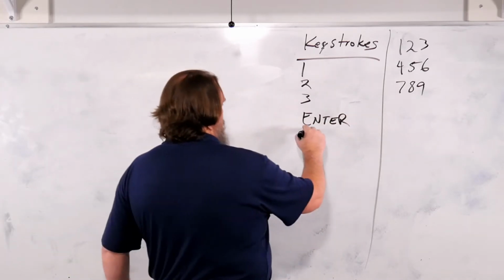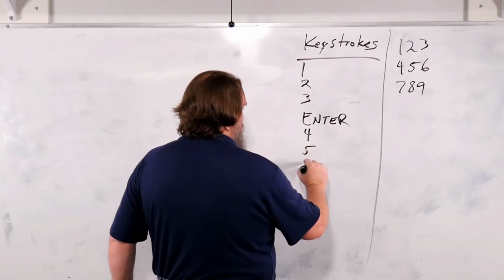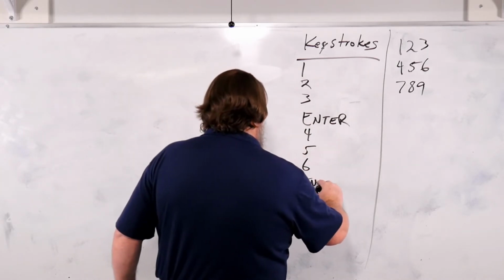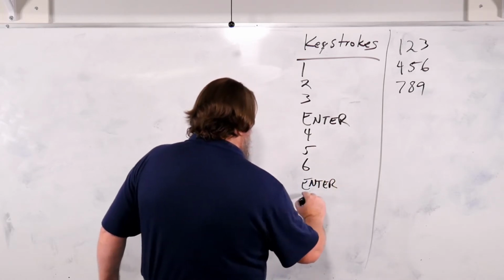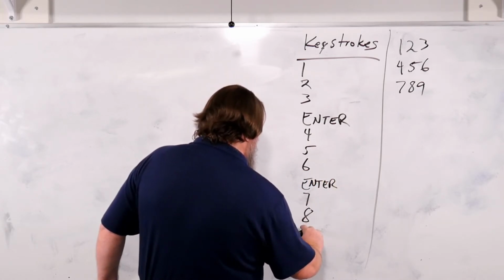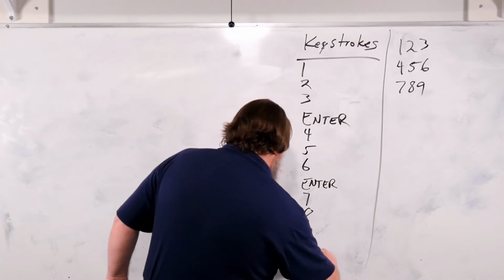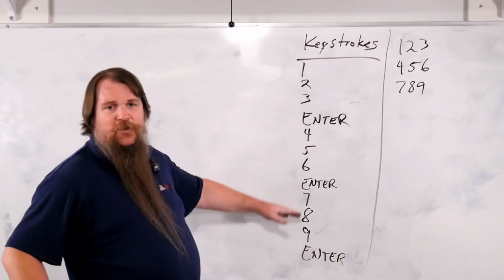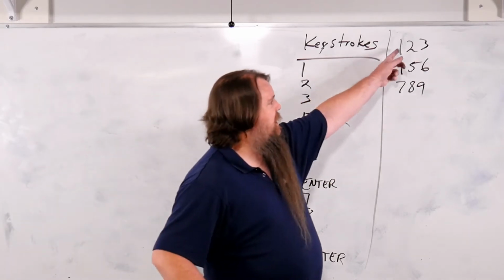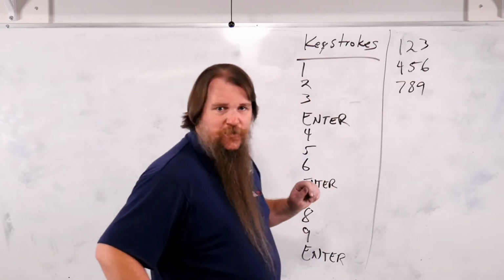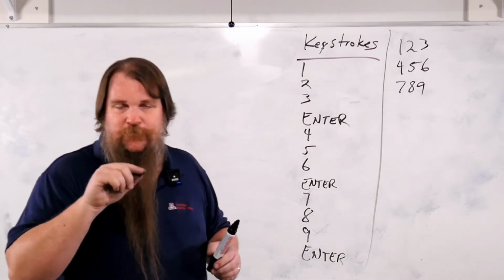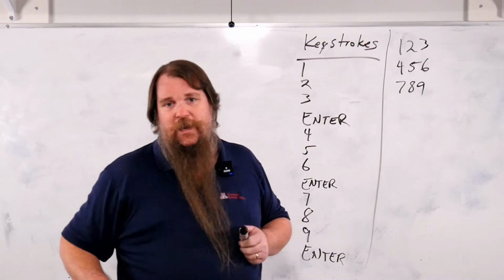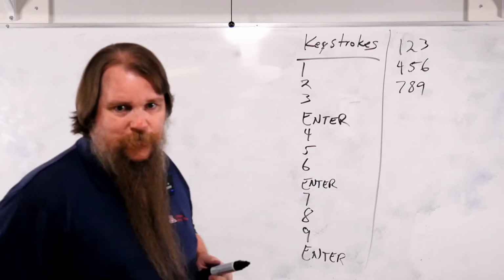Then we would type 4, then a 5, and then a 6. And then we would type enter. And then there would be a 7, 8, 9, enter. So there's actually 12 keystrokes here. There's only 9 characters that show up on the screen, but there were 3 different times where we had to hit enter in order to insert a line break in between these characters.